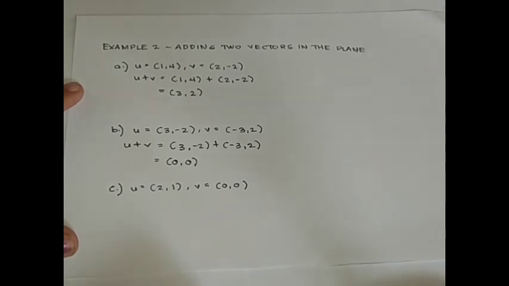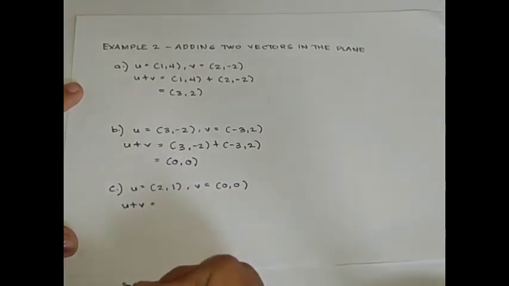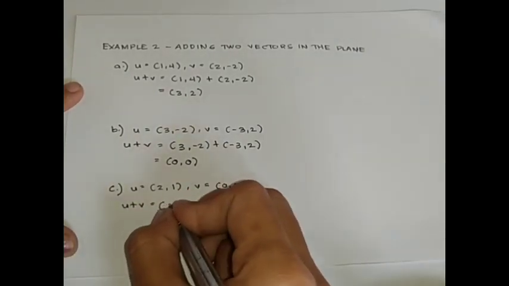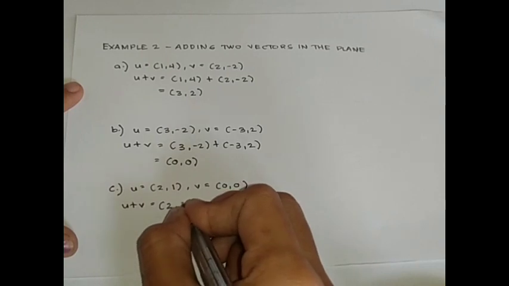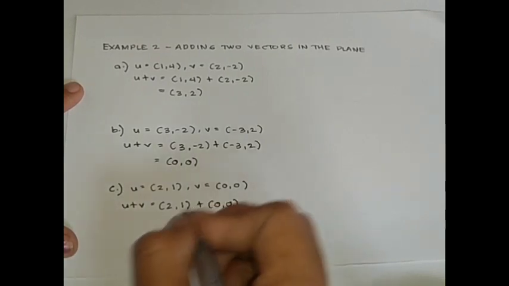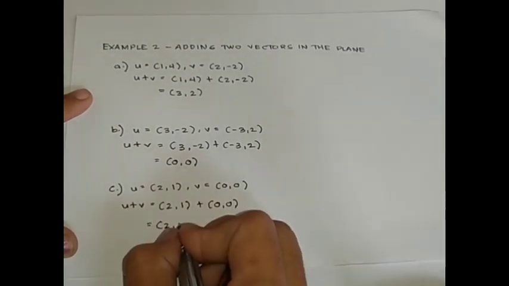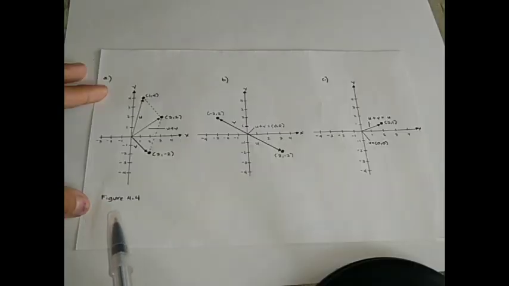For letter C, let us add u and v. Substitute for the value of u, positive 2 and positive 1, plus the value of v, which is 0 and 0. Then add their corresponding components. 2 plus 0 is 2, and 1 plus 0 is 1. The figure 4.4 gives a graphical representation of each sum.